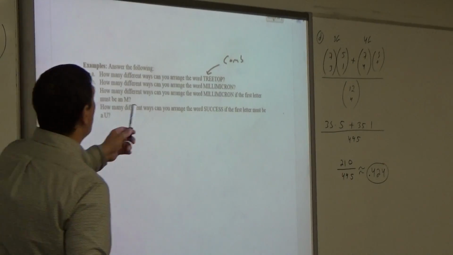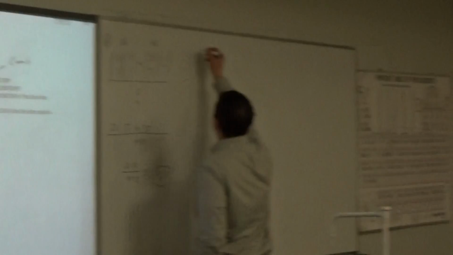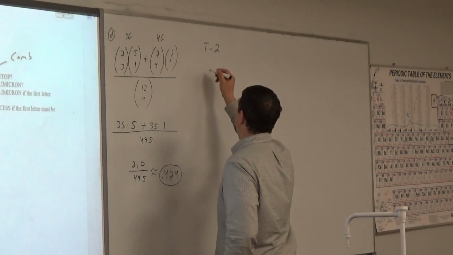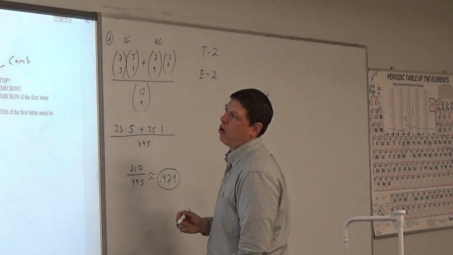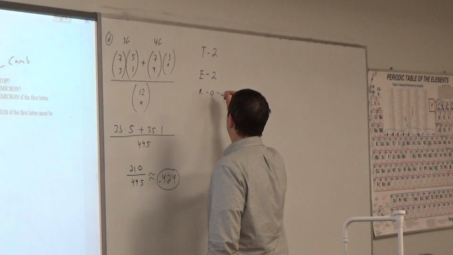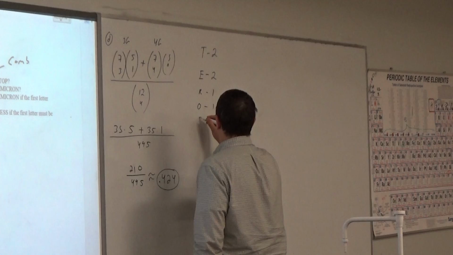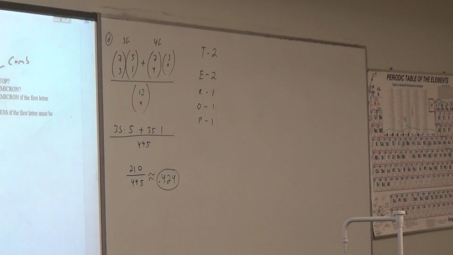Okay. So let's kind of dissect the word treetop. Okay? So there's 2 T's in this word. There are 2 E's in this word. And then there's R-O-P, right?